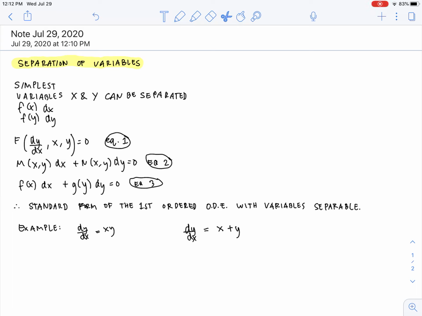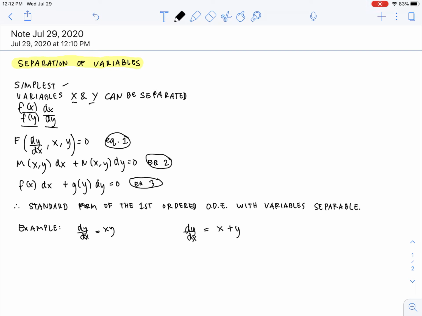Okay, lecture 2 is separation of variables. This is the first form of a differential equation, and it is the simplest because we only need to separate x and y. So variables x and y can be separated, so we can group them together. If we have a function of x, we pair it with dx. Then a function of y will be paired with dy. So it is simple.